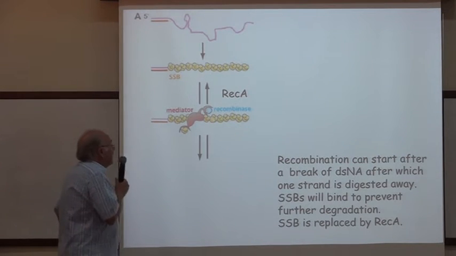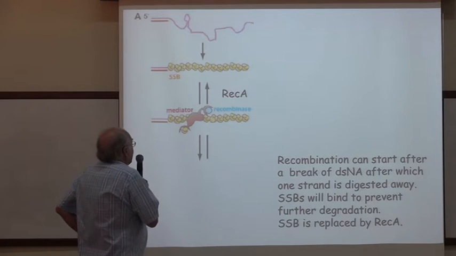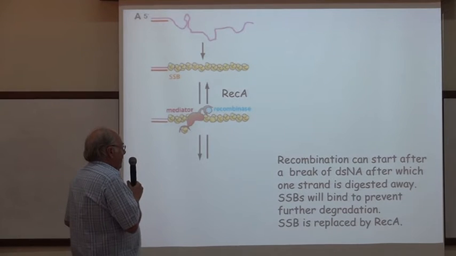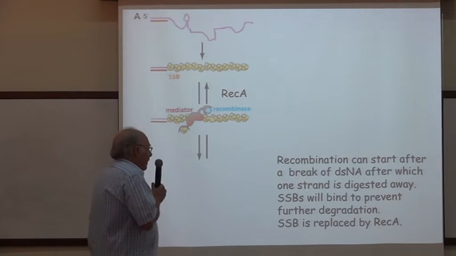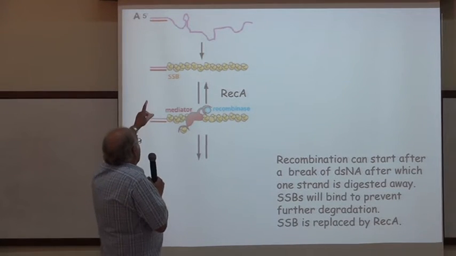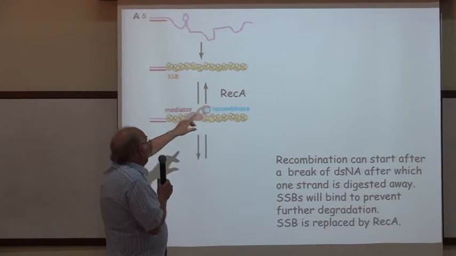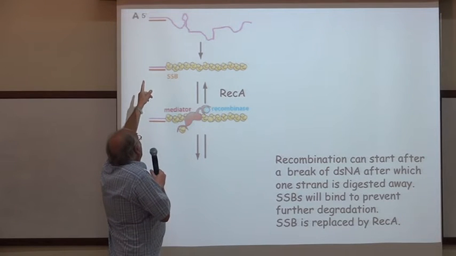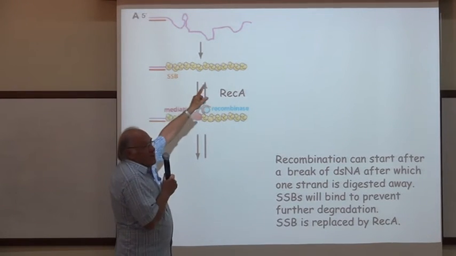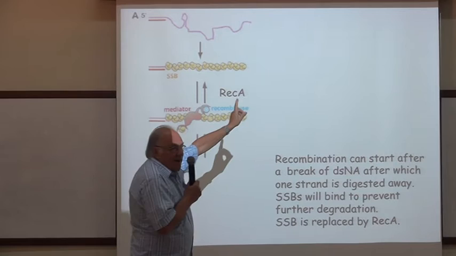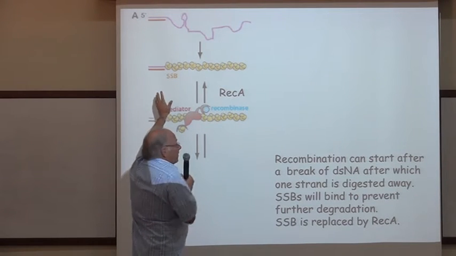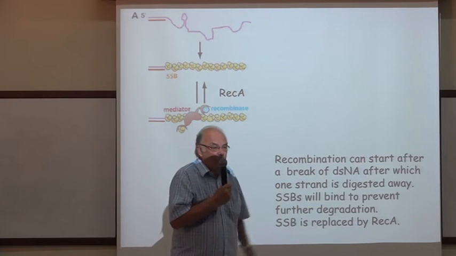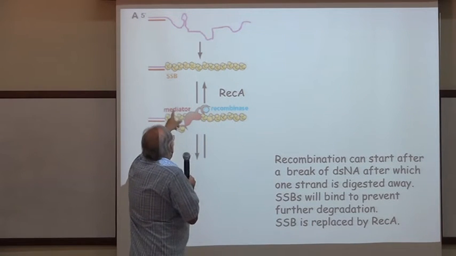So now, the first thing that happens after the break of a double-stranded DNA, and one strand is digested away. So you have now a double-stranded piece, but then you have a single-stranded piece of DNA. And now, of course, this needs to be covered as soon as possible with single-stranded DNA binding protein, these little yellow dots.